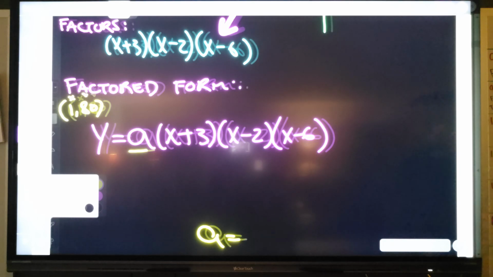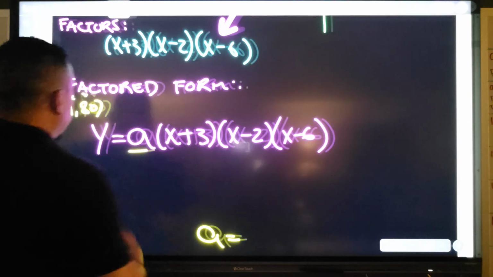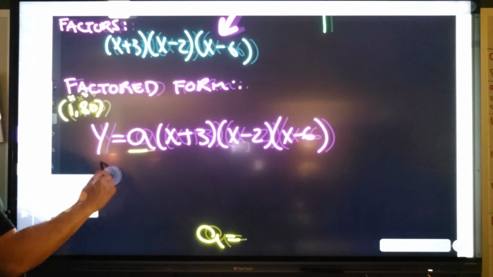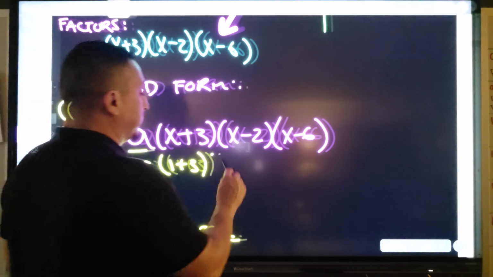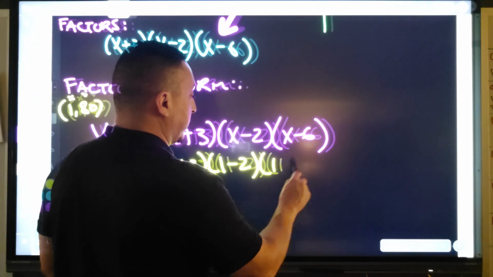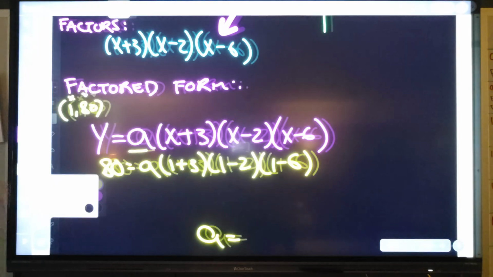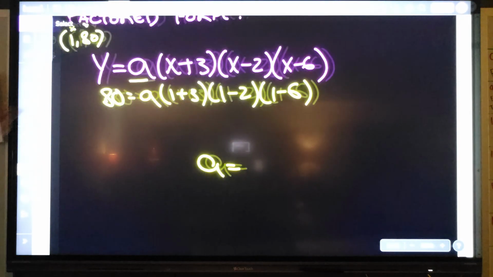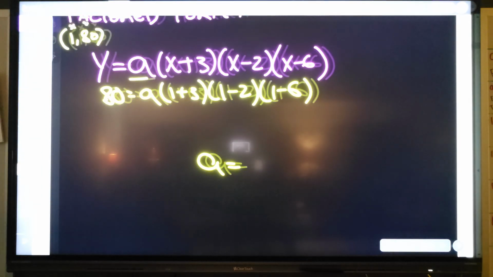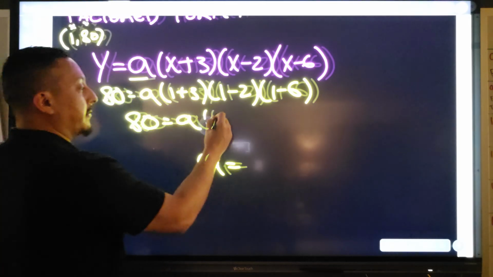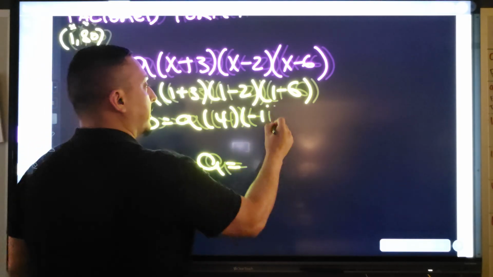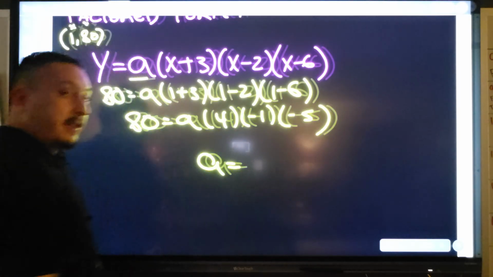Okay, so here we go. So this would be 80, it was a(1 plus 3)(1 minus 2)(1 minus 6). If you know that once in a while you mess up adding and subtracting numbers, make sure you're double checking your numbers. That'd be 4, -1, -5.